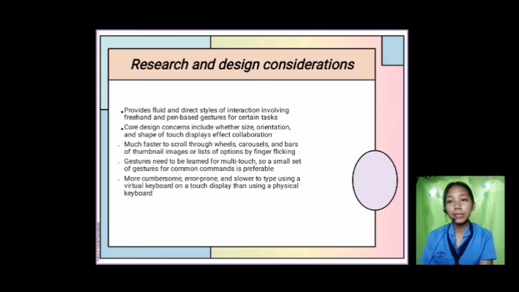It provides a fluid and direct style of interaction involving freehand and pen-based gestures for certain tasks. A core design concern includes whether the size, orientation, and shape of the touch display affect collaboration. It is much faster to scroll through wheels, carousels, and bars of thumbnail images or lists of options by finger flicking. Gestures need to be learned for multi-touch, so a small set of gestures per common command is preferable. It is more cumbersome, error-prone, and slower to type using a virtual keyboard on a touch display than using a physical keyboard.